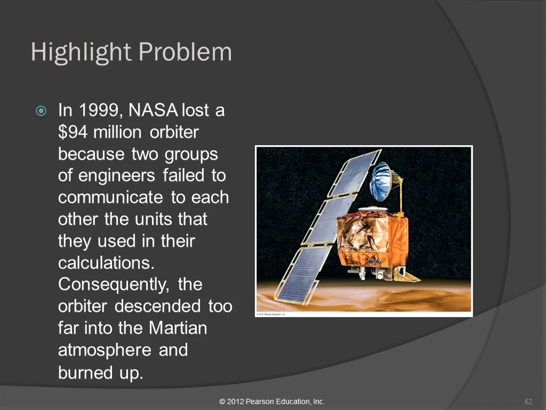Okay, so this one's fun. In 1999, NASA lost a $94 million orbiter because two groups of engineers failed to communicate to each other the units that they used in their calculations. Consequently, the orbiter descended too far into the Martian atmosphere and burned up. Bummer. That's a little bit worse than leaving your bike in the driveway and Dad running it over or something. $94 million orbiter.